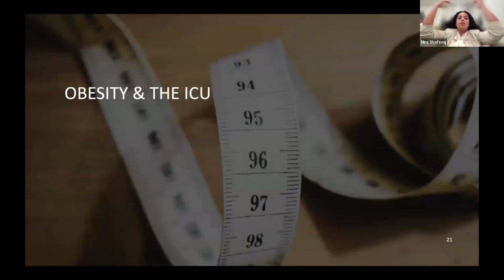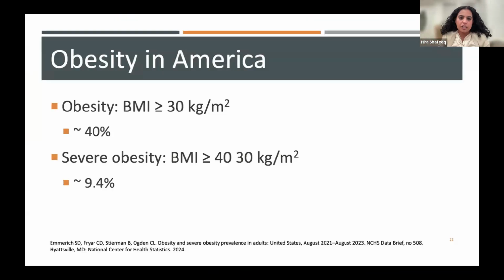Okay. So the next part, I'm really reviewing it overall, because we do see a lot of obesity in the ICU. So let's talk about having seen our obese patients in the ICU and how does it work. Obesity defined in America specifically is BMI greater than 30 kilograms per meter squared. And the latest data, which I just looked at, from August 2021 to August 2023, about 40% of Americans would qualify in this class.